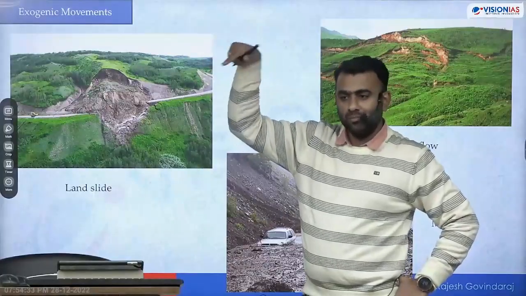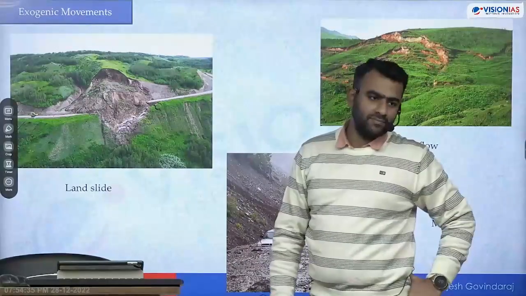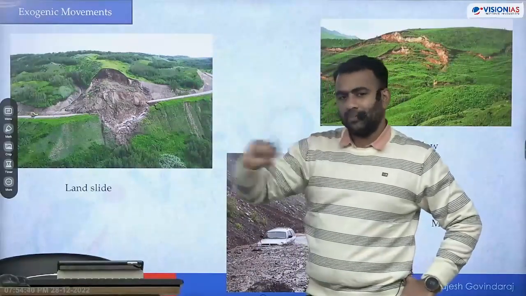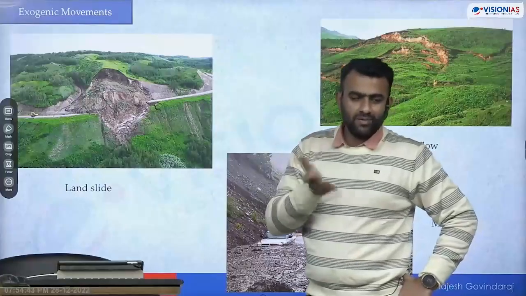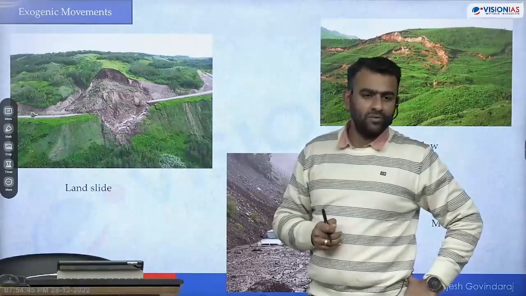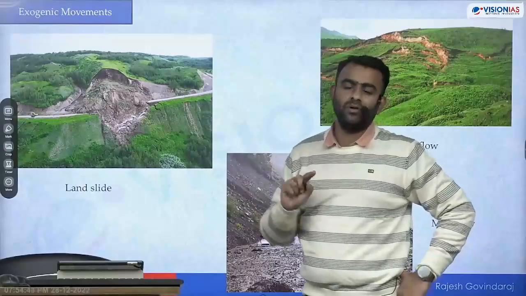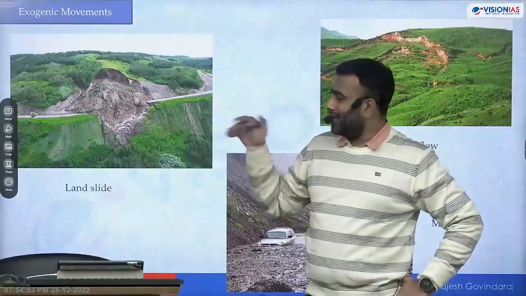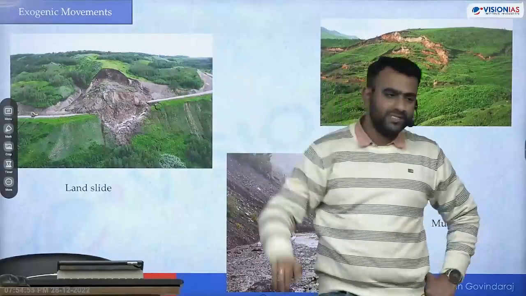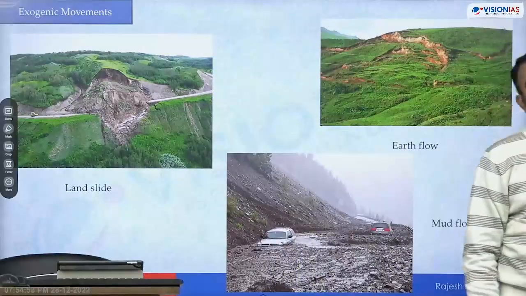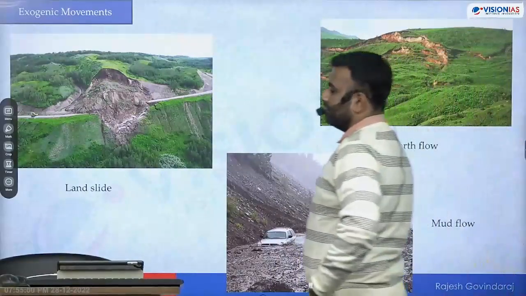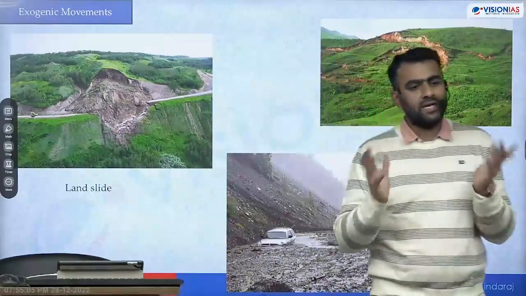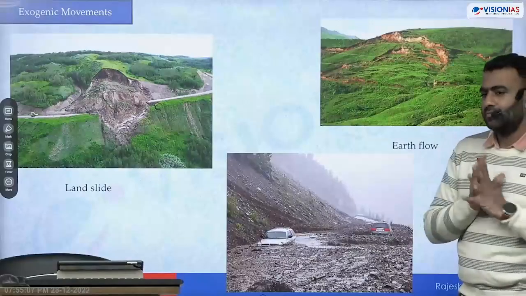Second, it should move under the influence of gravity. Where will that happen? Along the mountain slopes only. It cannot happen along the plain regions. In plain regions it is completely flat, so there will be no movement due to gravity. It can happen due to water, but that will not be called mass movement. We need movement under gravity. It can happen only along the mountain slopes. That's why mass movements happen only along the mountain slopes. Wherever there are mountain slopes, where the weathered, broken down material moves under the influence of gravity on a large scale, it is called mass movement.